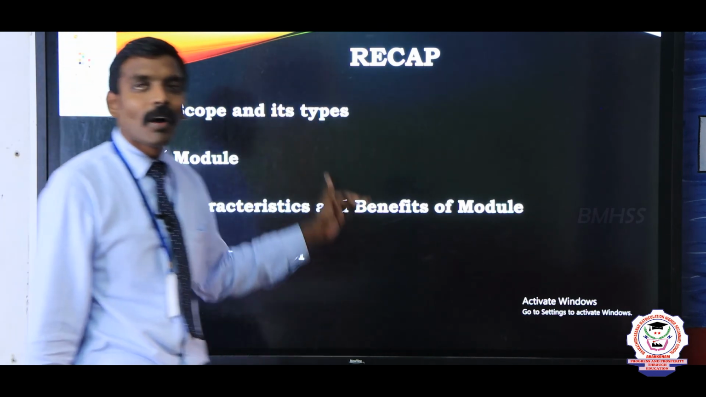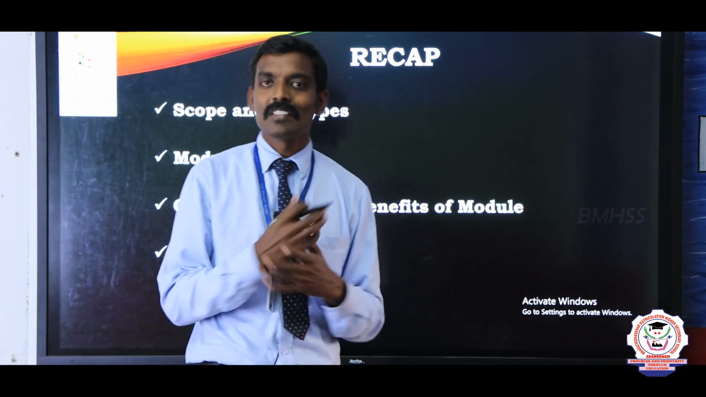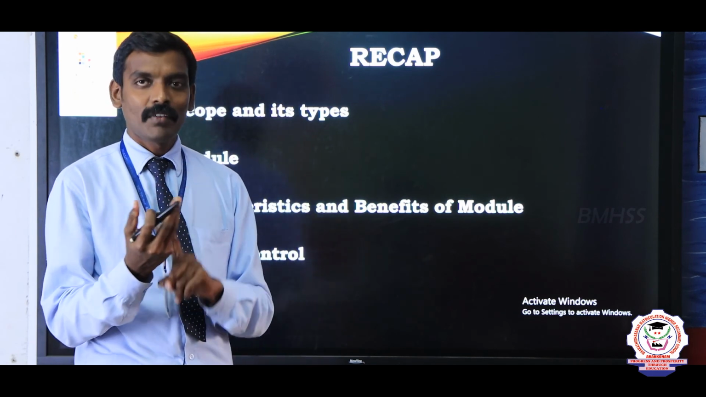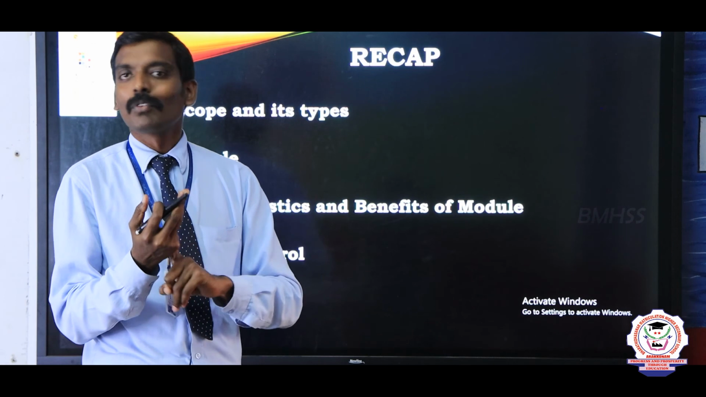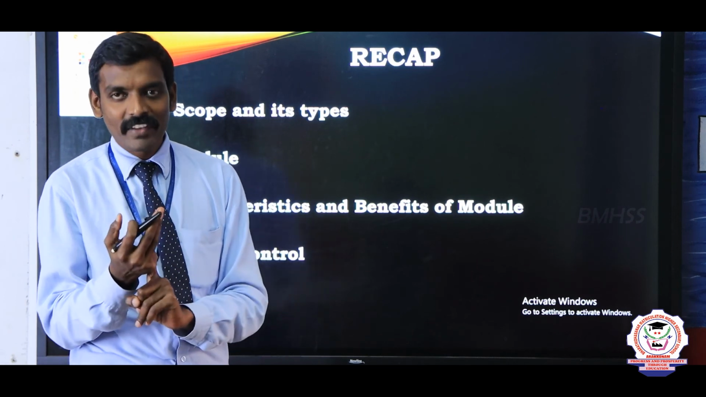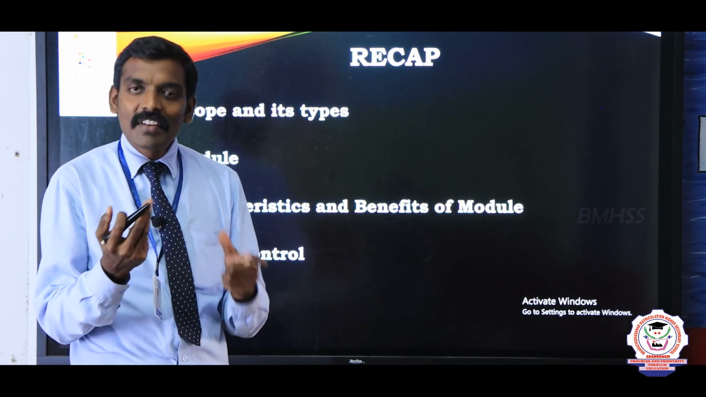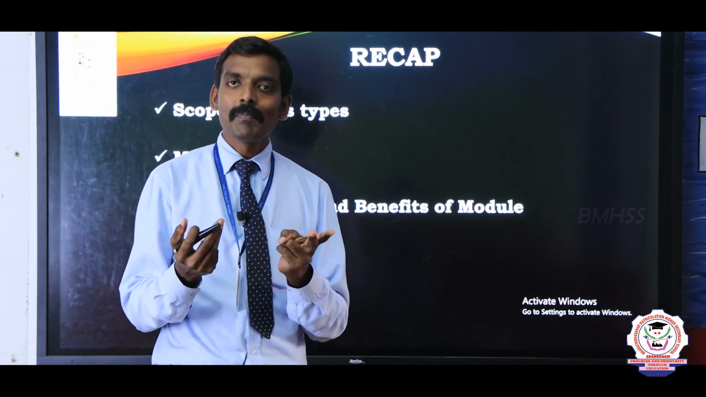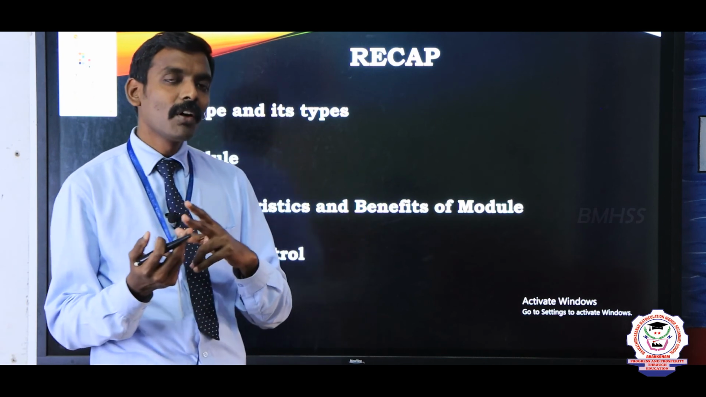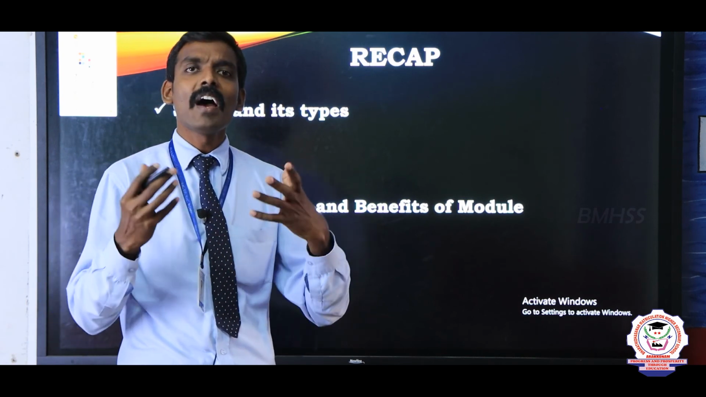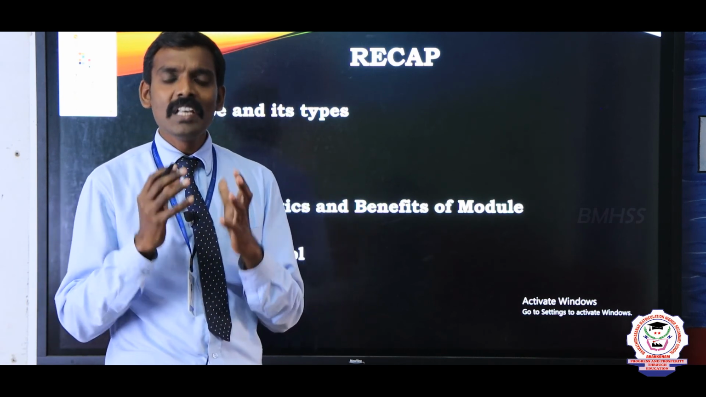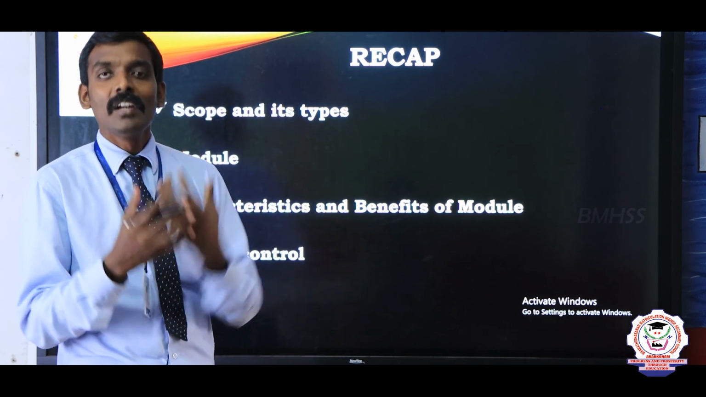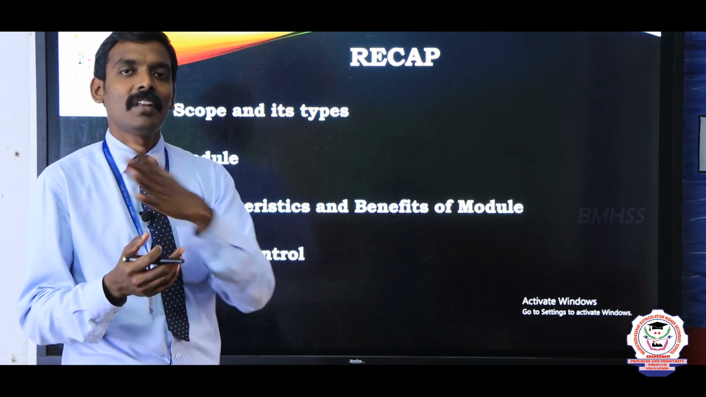Next, I recap today's session. What are the concepts we discussed today? Very simple. What are the 2 types of scope? Already you know scope refers to the accessibility of a variable, and today we discussed 2 types of scope: global scope and built-in scope. Global scope means it can be accessed anywhere in the program. Built-in scope means predefined and preloaded functions, which are stored in library functions.